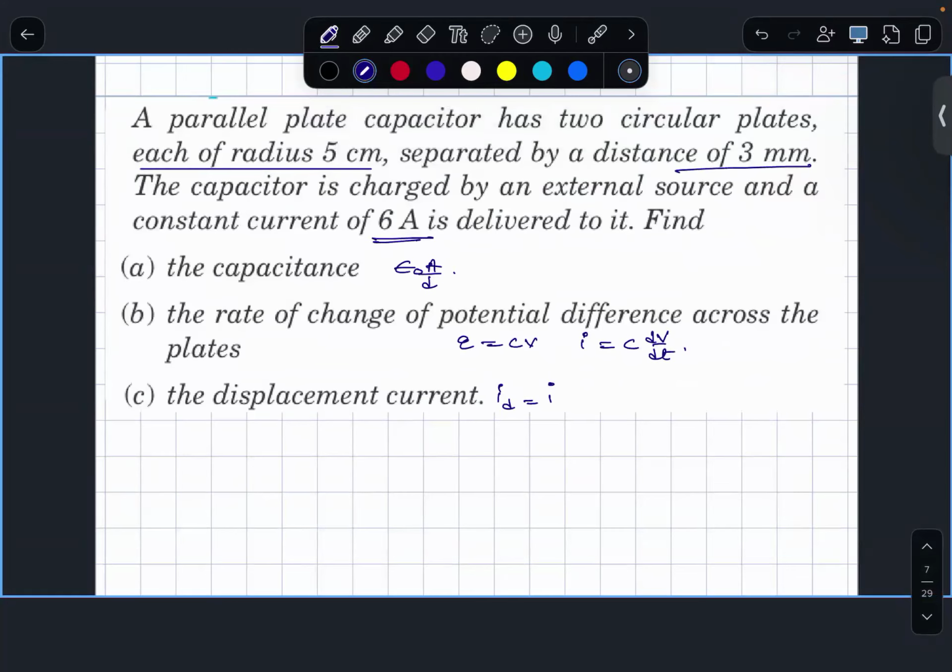Any doubts? Any doubts? Boys and girls, any doubts? Any doubts? Right.